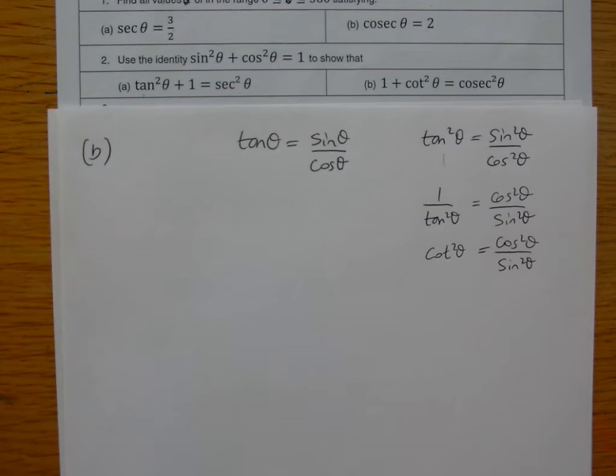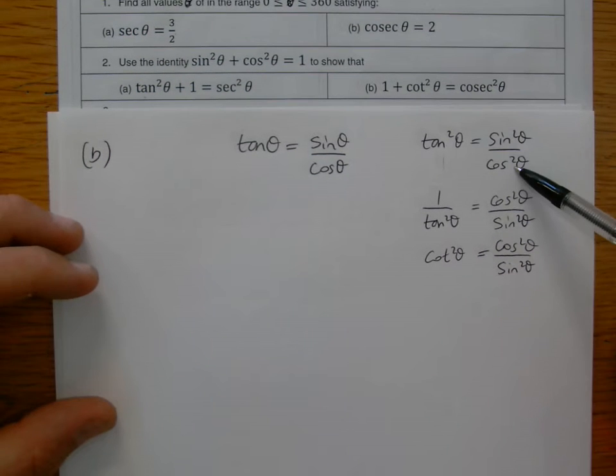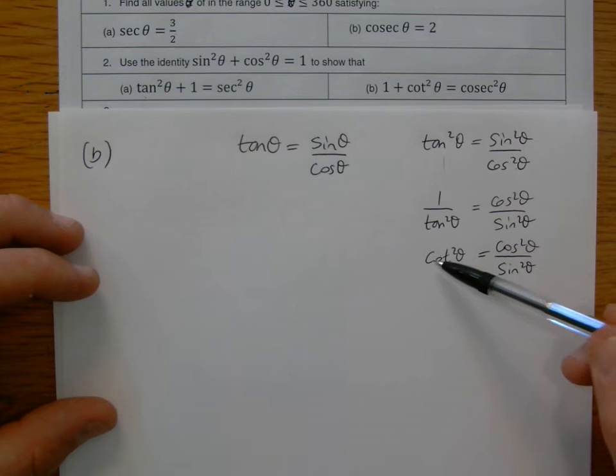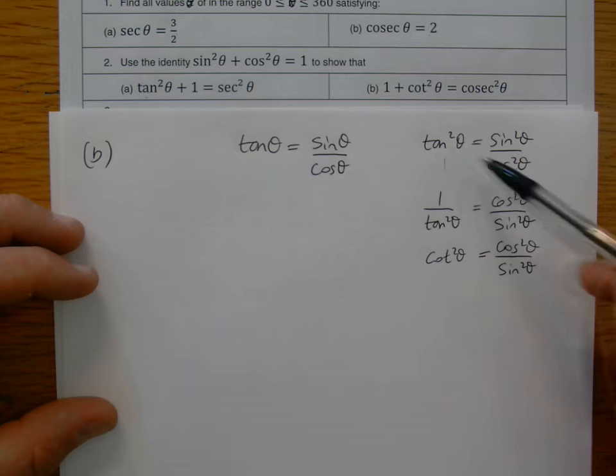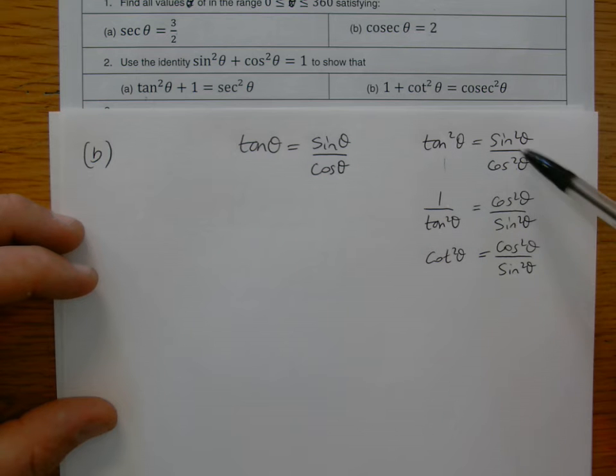So it's key to appreciate that tan squared is sine squared over cos squared, which means that cot squared, which is the reciprocal of tan squared, 1 over tan squared, is simply the reciprocal of this, the flip of this.